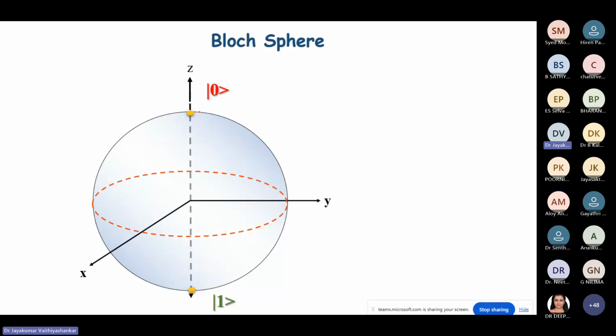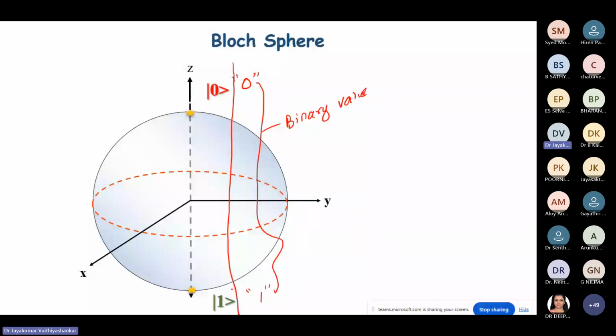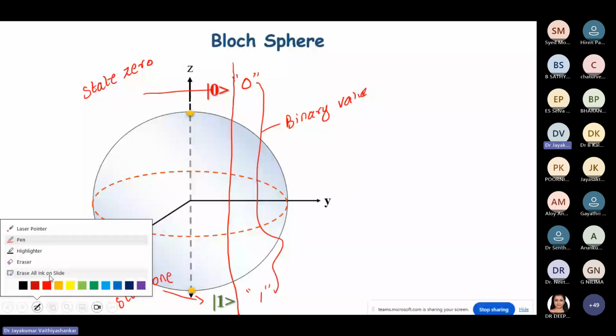So we are taking a mathematical model, Bloch sphere, and we are trying to associate our physical value over this Bloch sphere. Take an example of binary value 0. So whatever I am writing inside code, it is binary value. We try to associate this binary value to quantum state. So this is state 0, and this is state 1. So we can make a difference between binary value and quantum state.